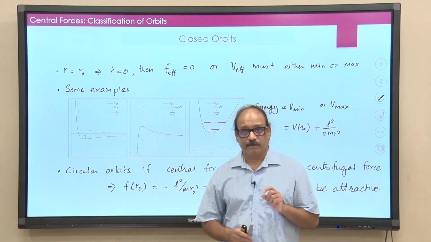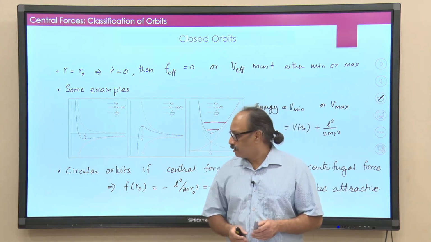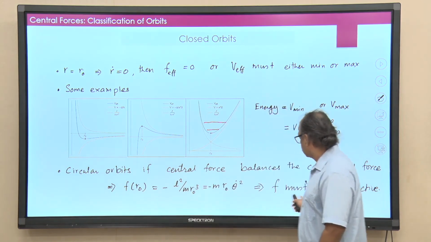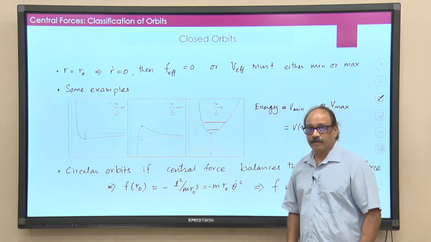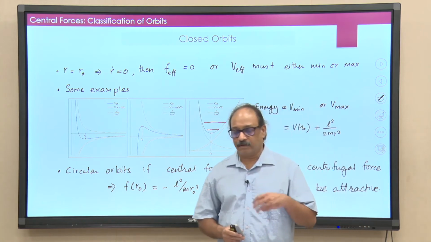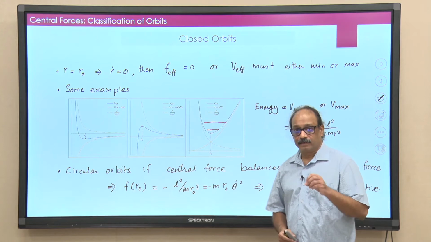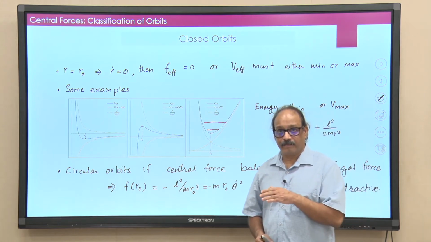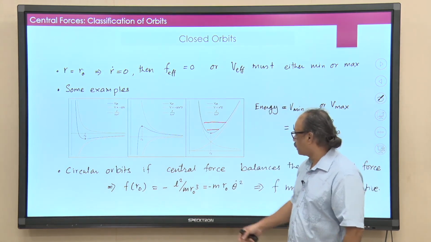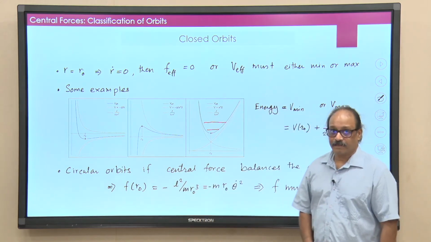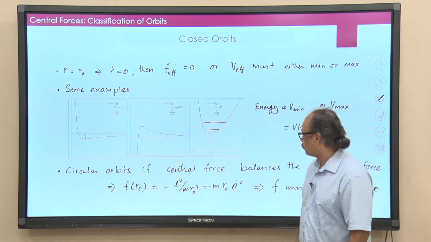If the force is not attractive, you cannot have a circular orbit. Okay? This is what the conclusion here is. At least in the immediate neighborhood of r naught, you must have, so at least there must be a local minimum. So, in the immediate neighborhood of r naught, the force must be attractive, and that is when you will get circular orbits.